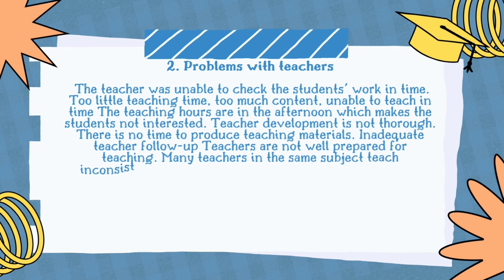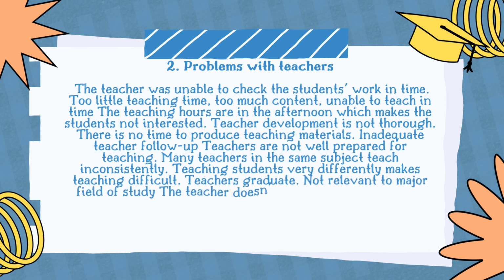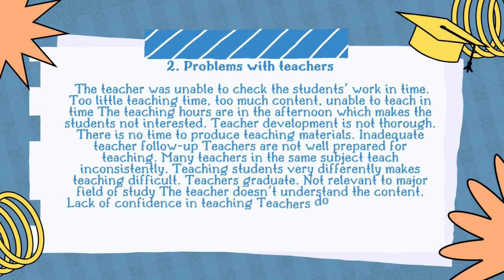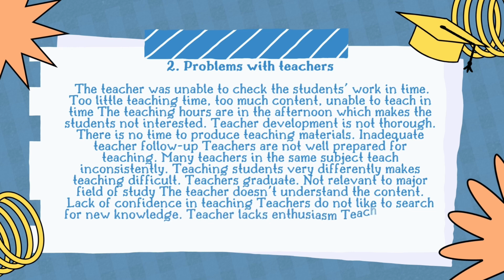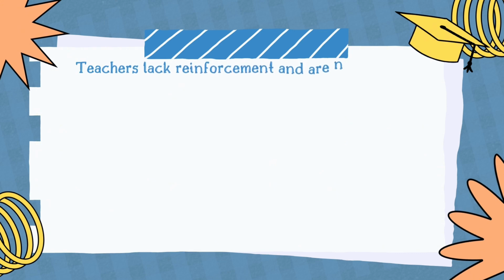Many teachers in the same subject teaching consistently. Teaching students very differently makes teaching difficult. Teachers graduate, not relevant to major field of study. The teacher doesn't understand the content. Lack of confidence in teaching. Teachers do not like to search for new knowledge. Teacher lacks enthusiasm. Teachers do not have the conscience of being a teacher. Teachers lack reinforcement and are not motivated to work.